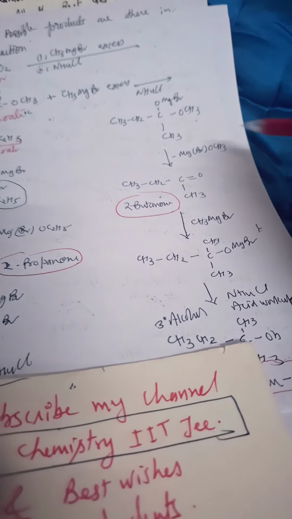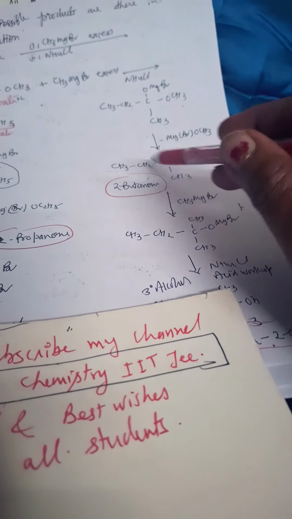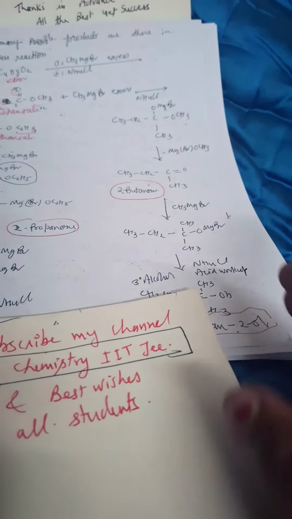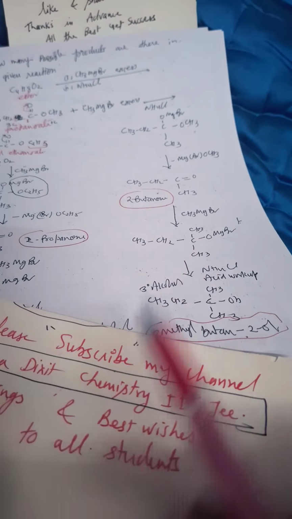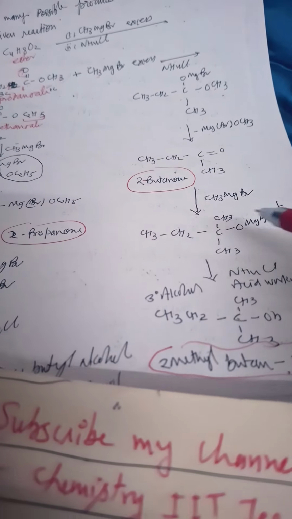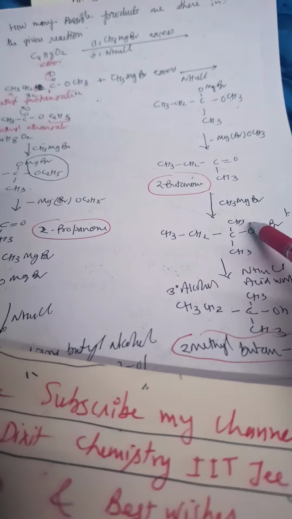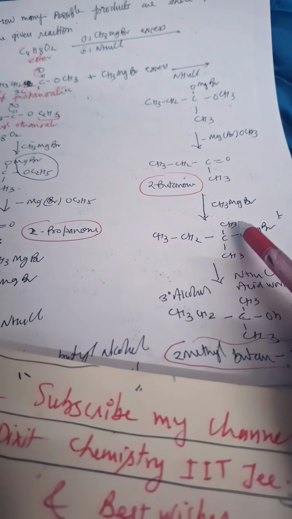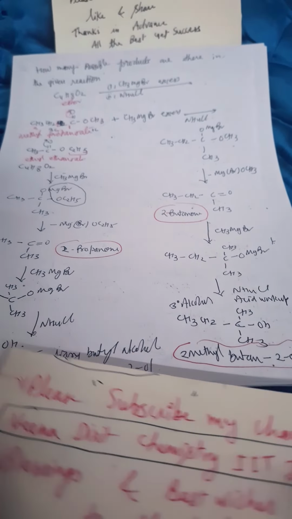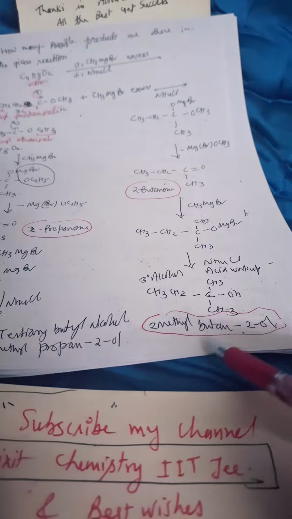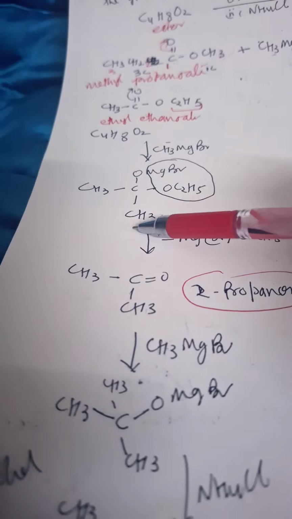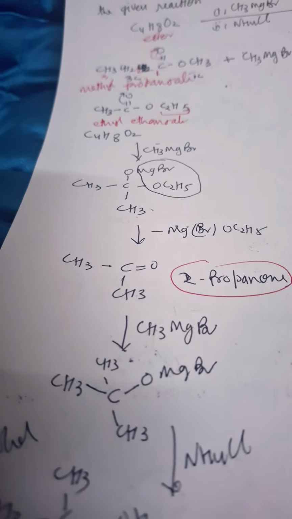So MgBrOCH3 is lost, and then we'll get 2-butanone, and then 2-butanone reacts with CH3MgBr. So we'll get an adduct again, and when the NH4Cl workup is done, we'll get 2-methylbutan-2-ol. This is a 3-degree alcohol. Clear to you? See here, this is CH3CH2C(CH3)OMgBr. Then H will be coming over here, the workup will hydrolyze it, and we'll get the 3-degree alcohol.